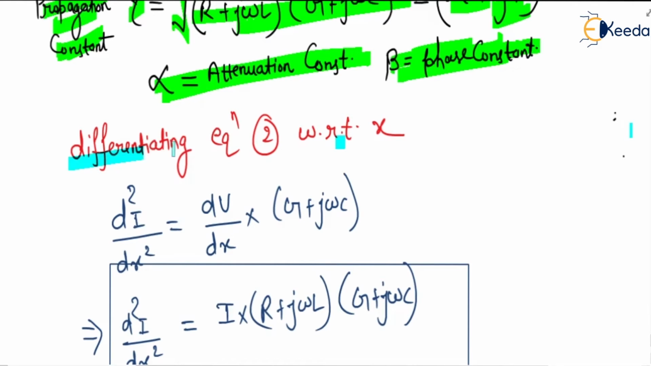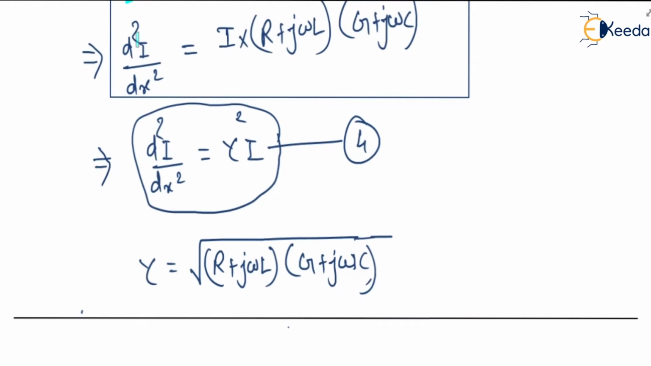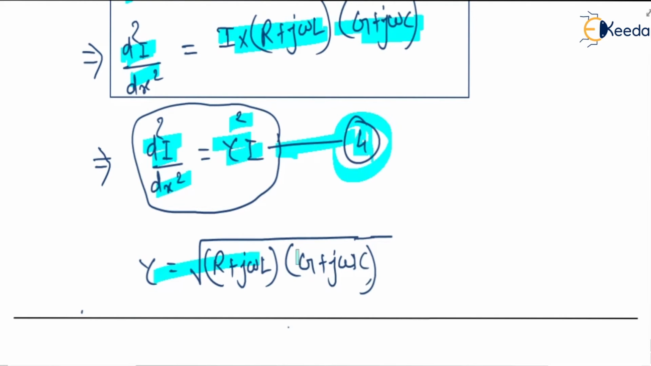So differentiating equation 2 with respect to x, d2I by dx2 is equal to dV over dx into G plus j omega C. So d2I over dx2 is equal to I into R plus j omega L into G plus j omega C, because dV by dx is I into R plus j omega L. So d2I by dx2 is equal to gamma square I, equation number 4, where gamma is the same square root of R plus j omega L into G plus j omega C.